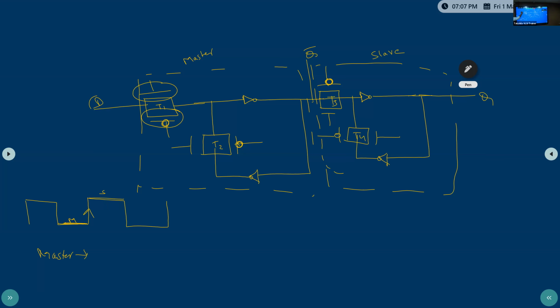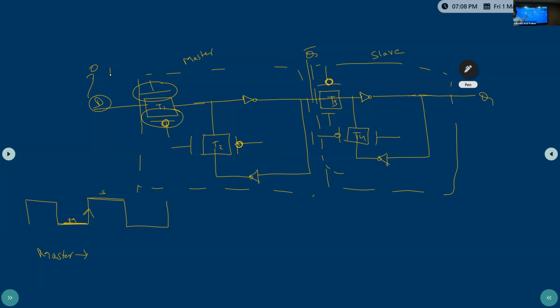D can be 0 or D can be 1. If I use only PMOS, it can produce strong 1 but weak 0. Only NMOS can produce strong 0 but weak 1. It will produce like this. If I connect both, what happens?